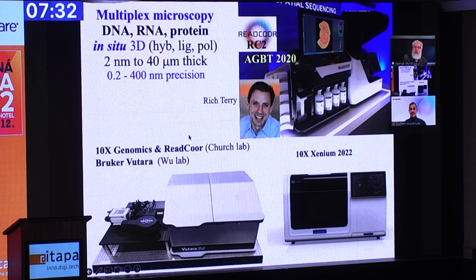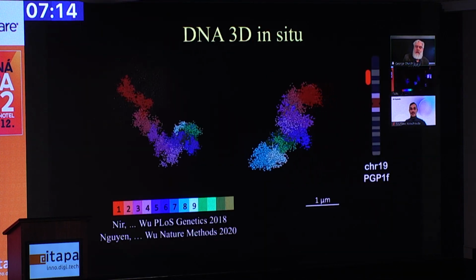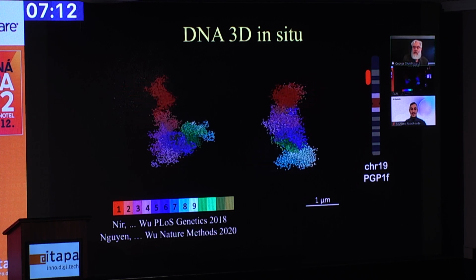And there are 2 commercial instruments. I think they're quite advanced and mature. One is from 10x Genomics called the Xenium, and one from Bruker called the Vutara. Our lab and Ting Wu's lab right down the hallway at Harvard have worked closely with these 2 companies. And so I'll just show you DNA, RNA, and protein very quickly.